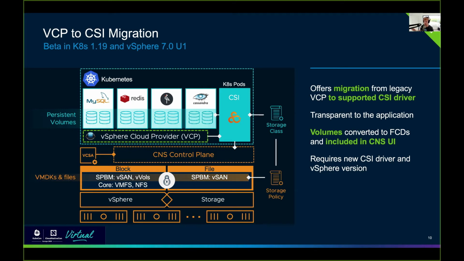So the upgrade would actually be transparent to the application. You don't need to change any of the application manifests. We basically just intercept all of the calls that would go to the VCP via a webhook shim layer, and they get pushed into the CSI instead. So we just take over all of those calls.